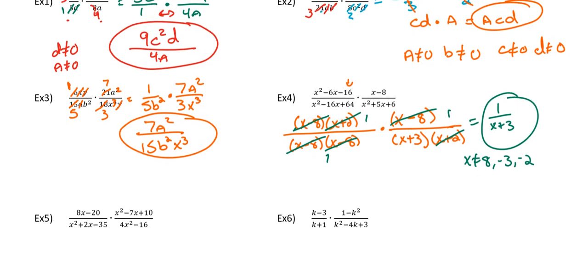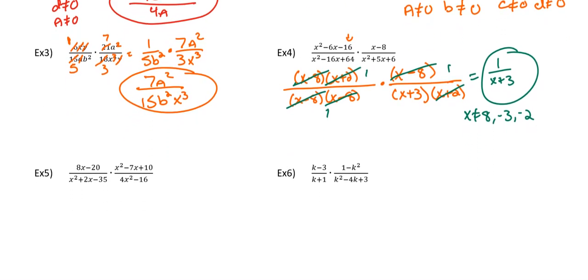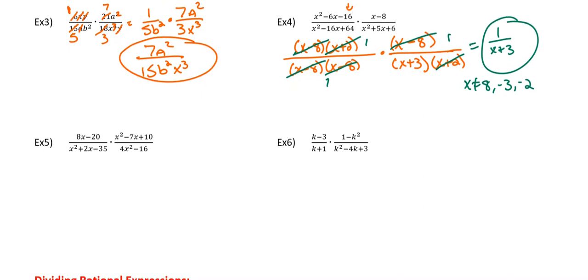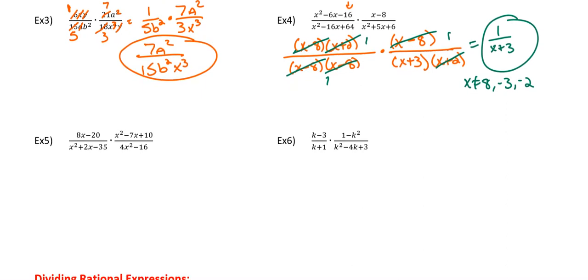All right, I'm going to move on. I'll do example 5, and I'll leave you guys to try 6 on your own. So for example 5, I'm going to factor it. All right, so for the top, 8 and 20, I know I can take a 4 out. Minus 5.